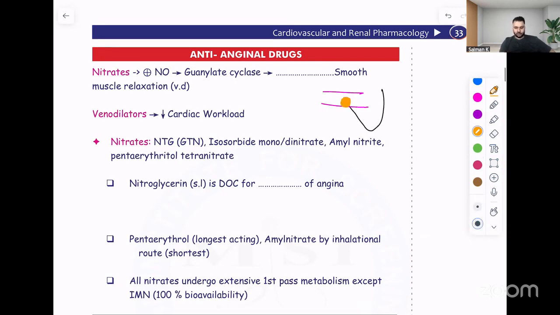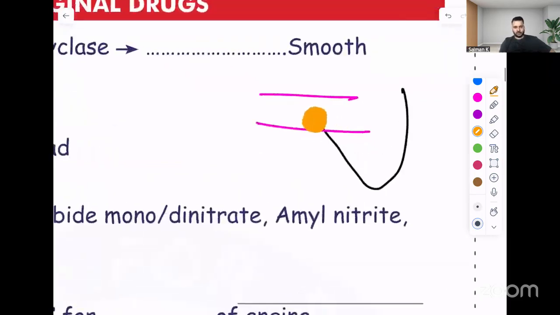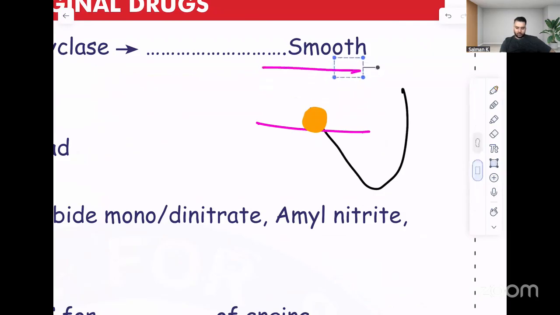There is some blockage because of which this is happening. So what I can do is cause coronary vasodilation. If I cause coronary vasodilation, blood flow will increase, and your chest pain will reduce.